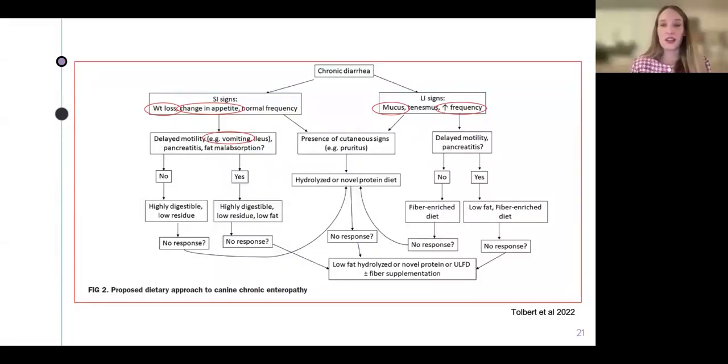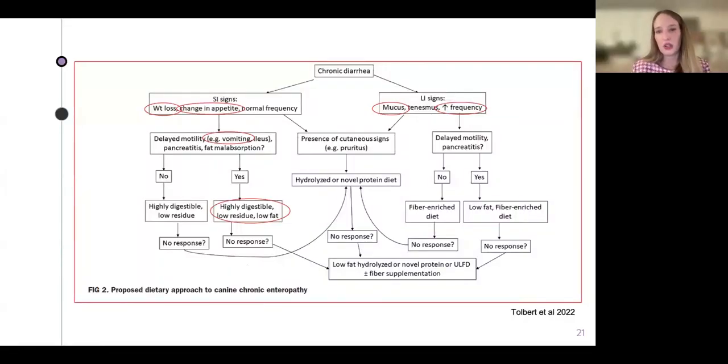So what to select here? Something that should be prioritized, just to have stabilization, I would say, is to go for the small intestine signs. And then later, something that we would be missing in our diet would be fiber, to also normalize the large intestine signs, which we can add later on. So the diet that we can select here would be a highly digestible, low residue, low fat diet, and to evaluate after 2 weeks.